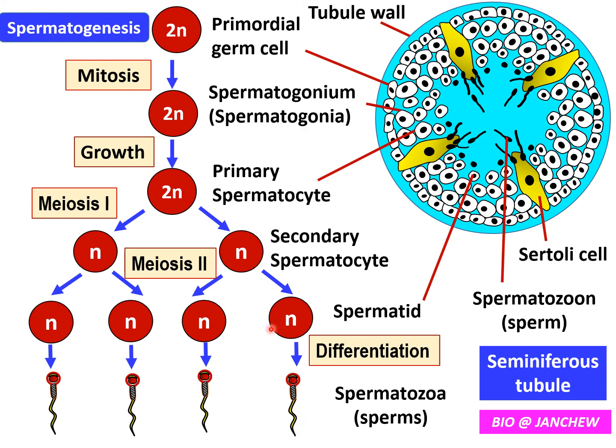So remember this part here, when the primary spermatocytes undergo meiosis 1, the diploid condition will be changed to haploid condition. And also remember, a child goes through primary school first, and then after that he goes to secondary school. Okay, so primary spermatocyte first, then to secondary spermatocyte, and then to spermatid.